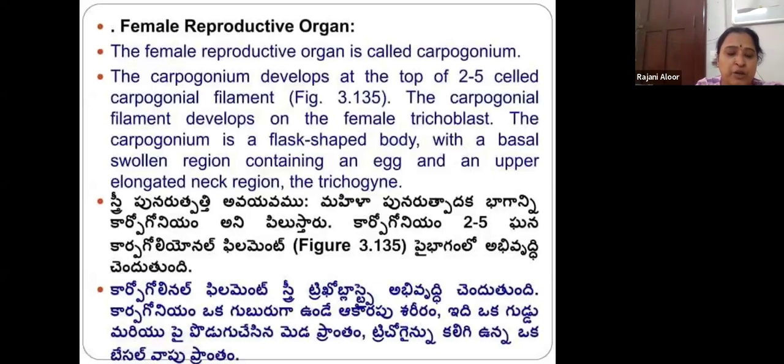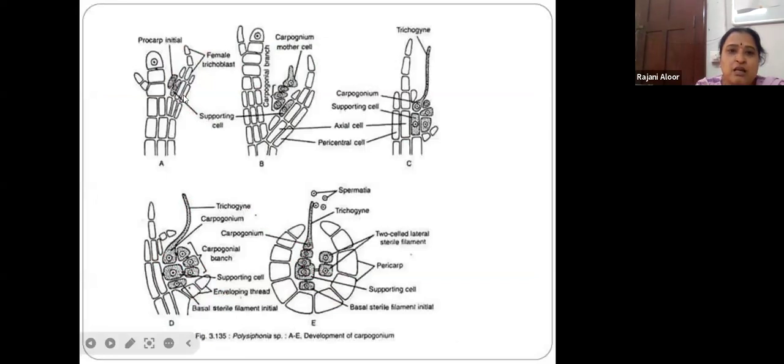Coming to the female reproductive organ, called the carpogonium. See, this is the female development. The carpogonium develops at the top of a 2 to 3 celled carpogonial filament. The carpogonial filament develops on the female trichoblast. This trichoblast is called female.